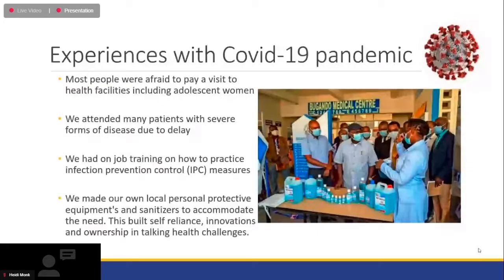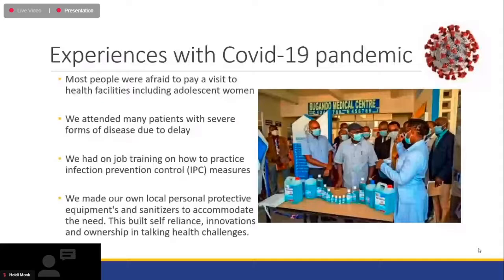And another thing I want to share with you is the experience during the COVID-19 pandemic. During this pandemic, it was a scary period. Most of the adolescents and women found it hard to attend health facilities, because the hospital was the place where it was easier to contract the disease, a place where you are at risk of getting it. So most of them were reluctant to come to the hospital unless it was severe.